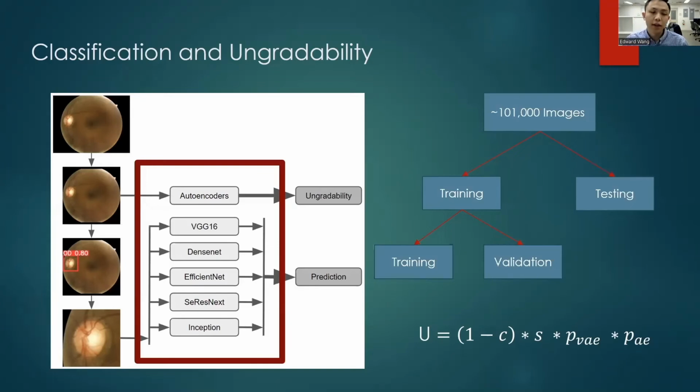For classification, it was very, very straightforward. We used 5 different models that you have all used and know about. They're convolutional networks: VGG16, DenseNet, EfficientNet, SEResNet, and Inception.